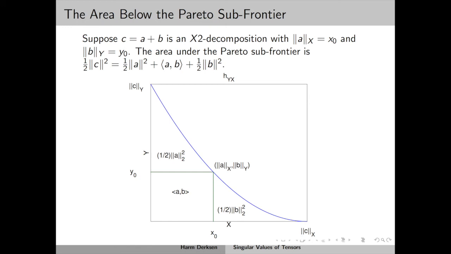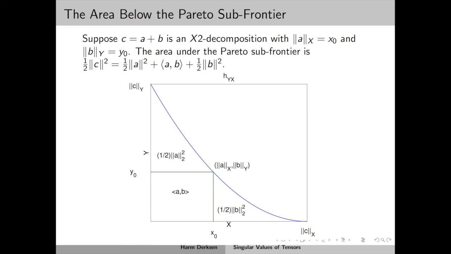The subfrontier is nice because this graph tells us basically everything about all the norms. So if you take a point on this graph, that means that we have a decomposition, C is A plus B, for which the x norm of A and the y norm of B are given by this point.